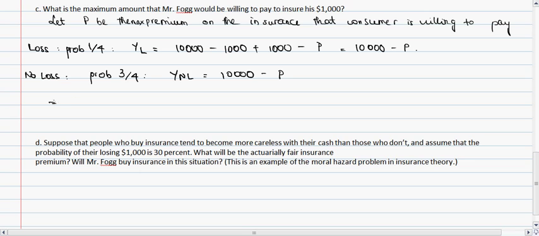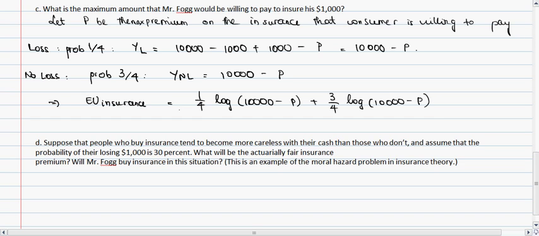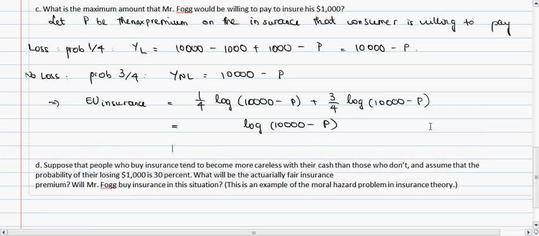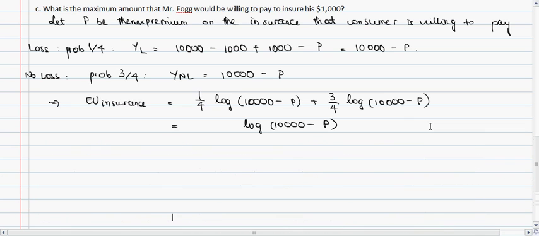So the expected utility under the case of insurance is going to be equal to 1/4 log of 10,000 minus P plus 3/4 the utility of no loss, which is log of 10,000 minus P as well. So that is going to give me log of 10,000 minus P. That's the expected utility that the consumer is going to get from buying the insurance.